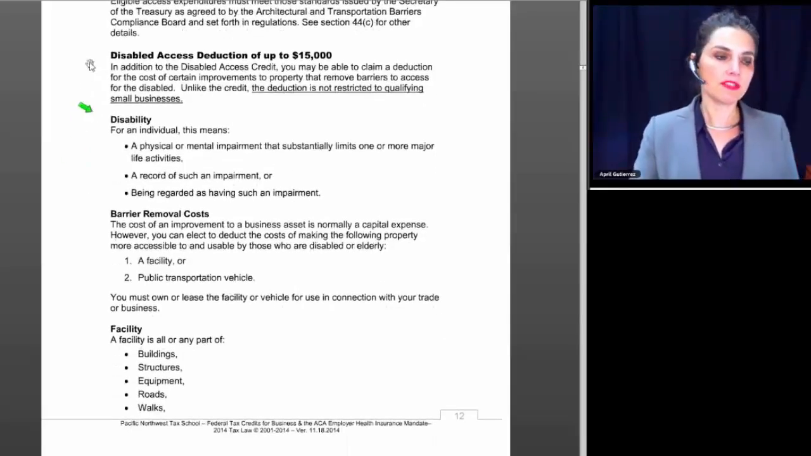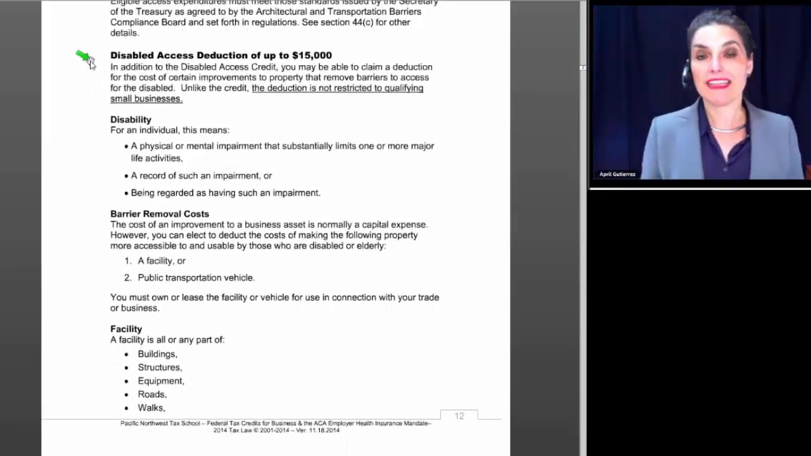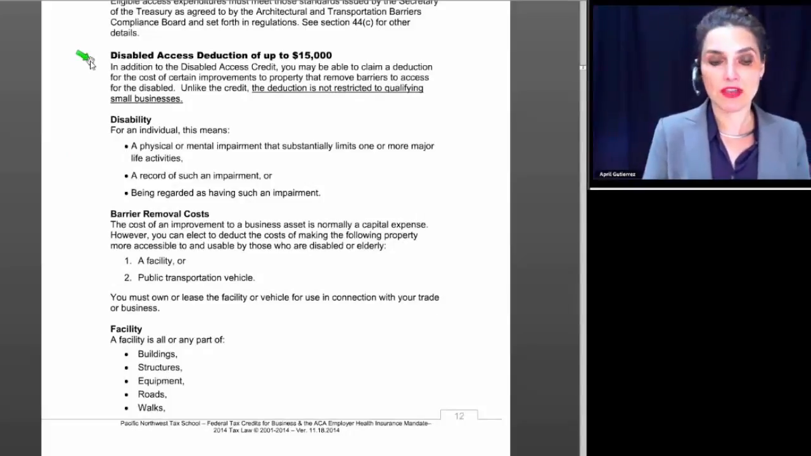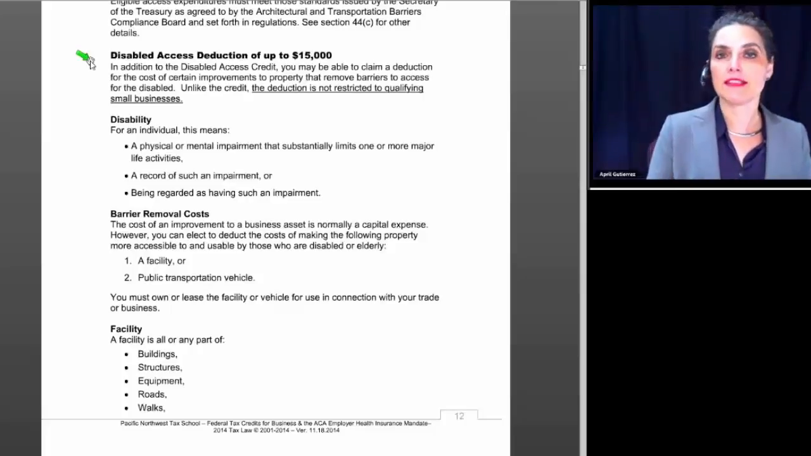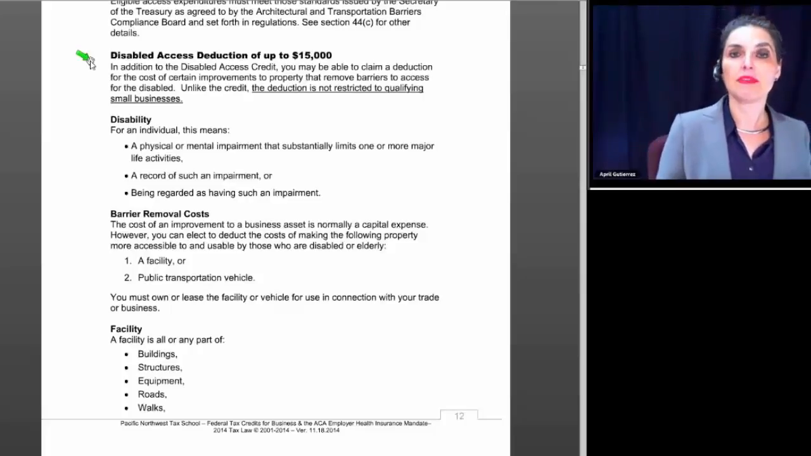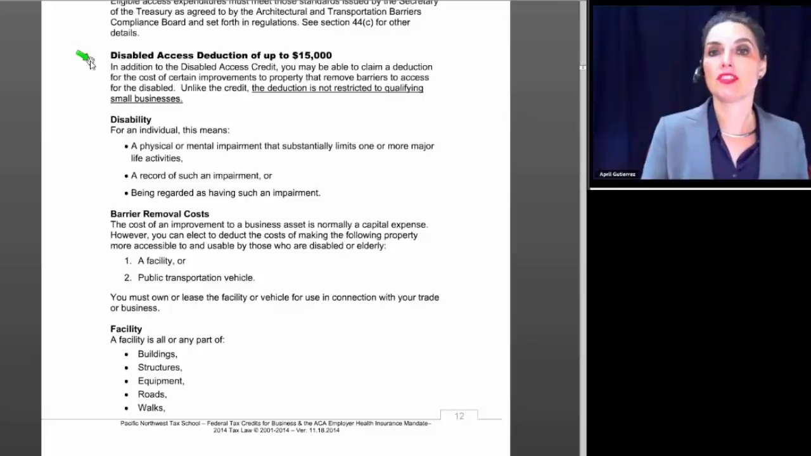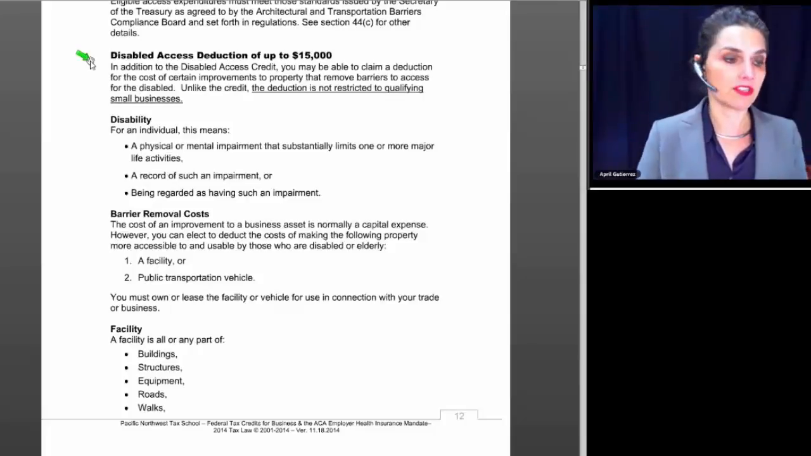Now, this particular deduction that I'm about to talk to you about is not a part of the Disabled Access Credit. However, the types of improvements that we talk about in this particular description can qualify for the Disabled Access Credit. It's just that there is a Disabled Access deduction that can be claimed by a business in addition to the credit. And when you're getting into larger businesses that are not eligible for the credit, they may still be able to claim the deduction.